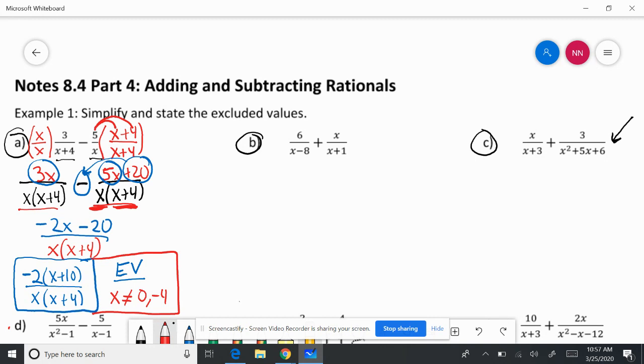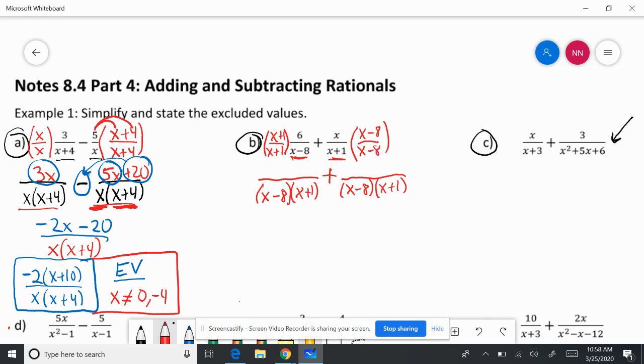Looking at letter B, we're looking at our denominators, x minus 8, x plus 1. So that means our common denominator is x minus 8, and we have x plus 1. So that means our first term, we're going to multiply it by x plus 1. Our second one, we're going to multiply it by x minus 8.